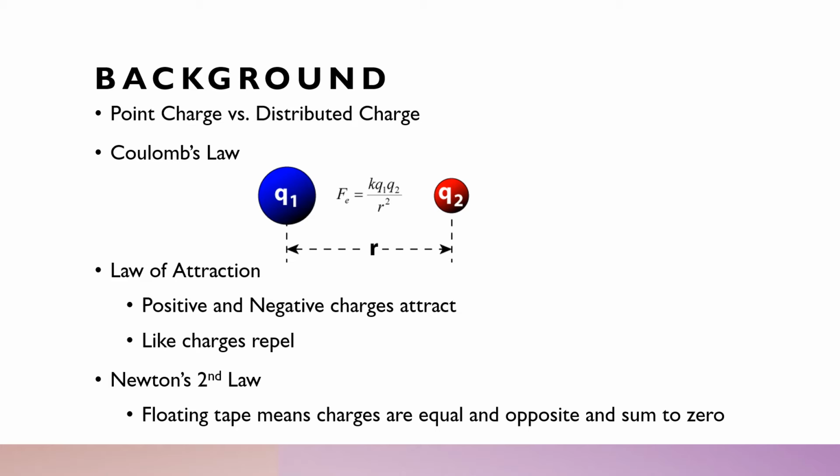We also know the law of attraction, which is that positive and negative charges attract, while like charges will always repel. We also know that Newton's second law means that whenever an object is not moving, that means the sum of the forces acting upon the object is zero. That means we know our floating tape is going to have equal and opposite charges acting on it because it is standing still.